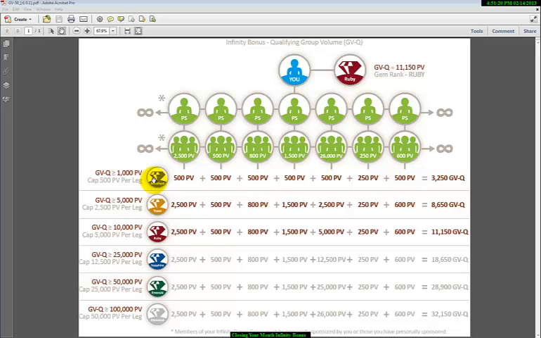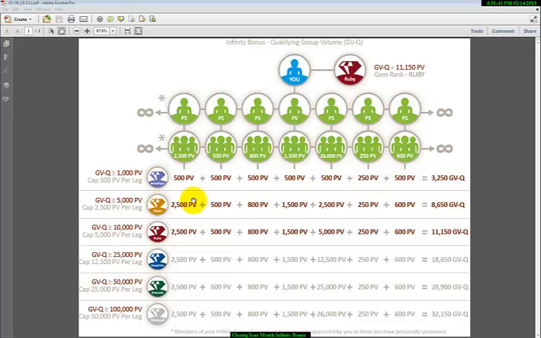So let's move you up to a topaz and increase your cap level, because the GVQ required to be qualified at a topaz increases from 1,000 to 5,000. So with that same rule of no more than half, my cap level goes from 500 per leg to I can now pull 2,500 PV per leg.